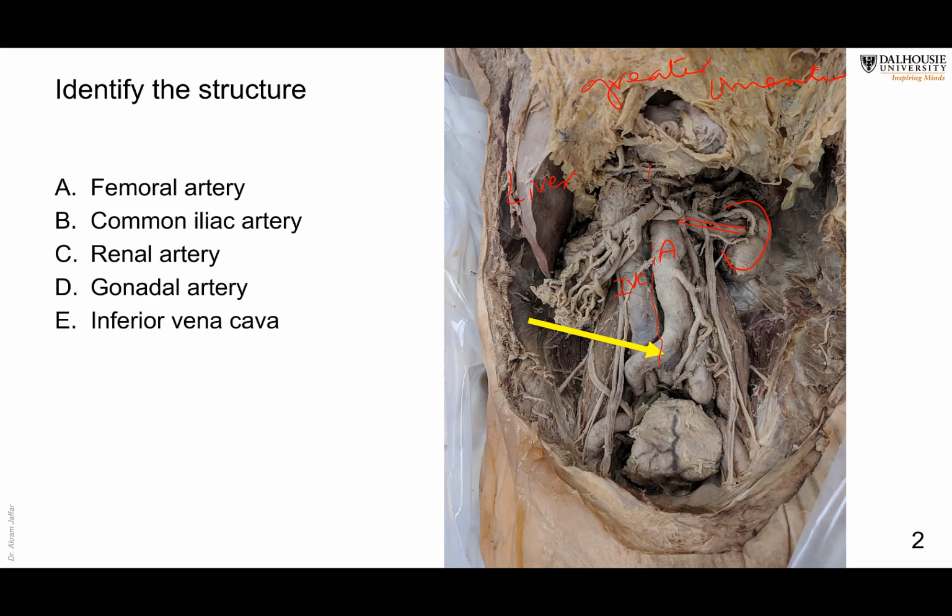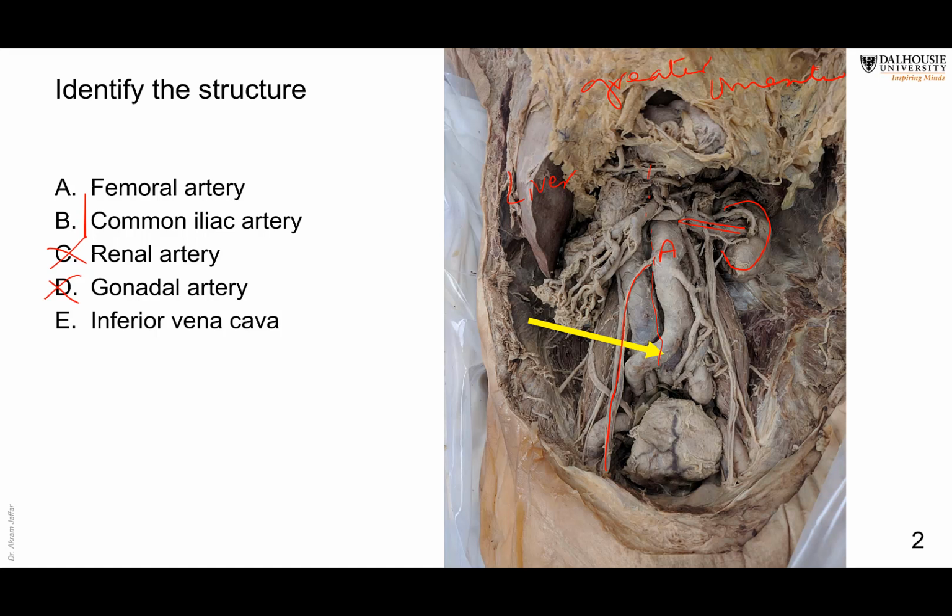So the pointer is not at the renal artery. Arising from the aorta, we have this artery here, which is clearly shown on this side. This is a gonadal artery, which supplies either the testis or the ovary. Both of them are gonads. So this is the gonadal artery. It's not the marked structure.